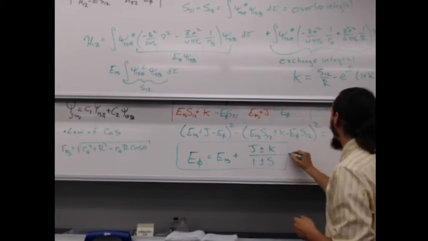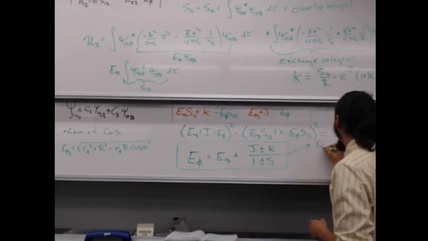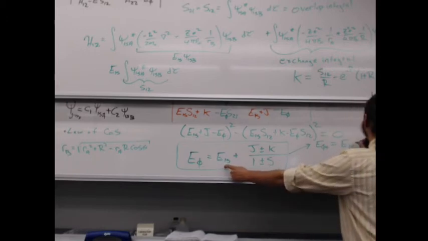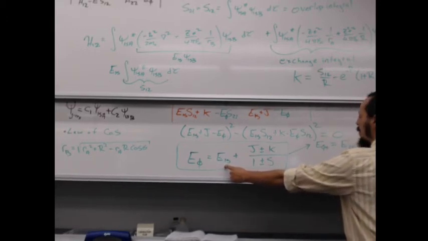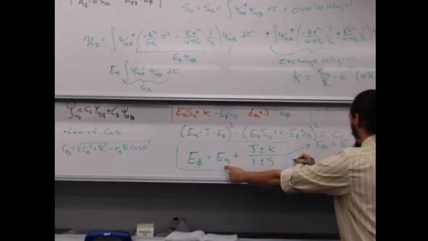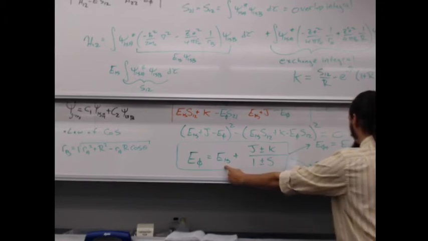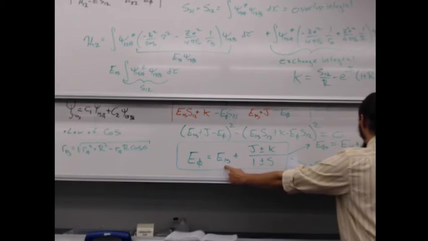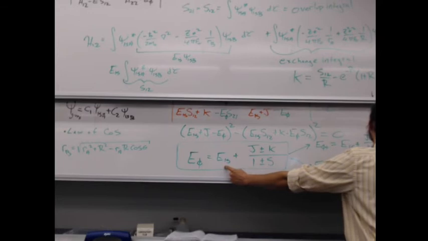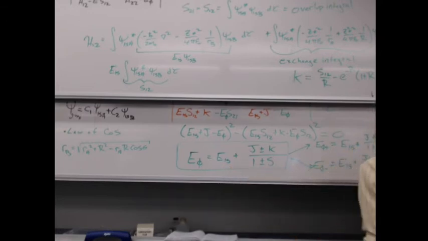Yeah, so we're going to define this in terms of an E phi plus, which is going to be the 1s electron energy plus j plus k divided by 1 plus s. And we're going to define an E phi minus energy, which is going to be the E1s plus j minus k divided by 1 minus s. So we end up getting two energy terms.